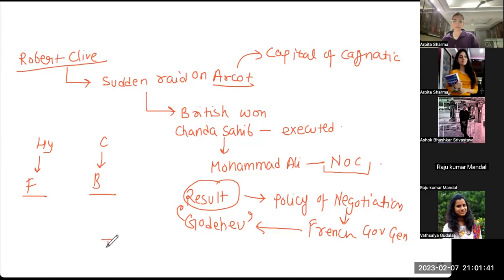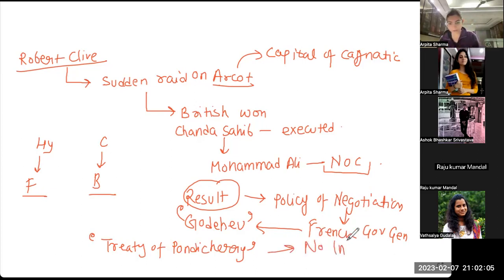So a new treaty was signed, which is known as Treaty of Pondicherry. Okay? And in this treaty it was said we are not going to interfere in the matters of the princely state rulers. They are fighting for succession, let them fight, we are not going to interfere. So it was a no interference treaty. We are not going to interfere in the matters of the Indian rulers. Okay, this was the treaty.